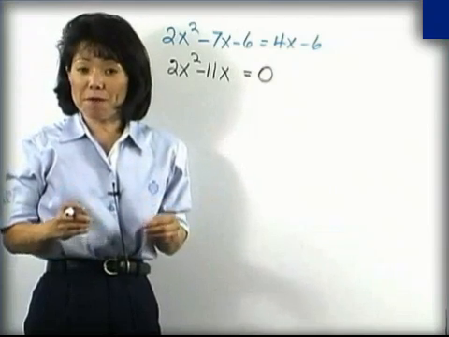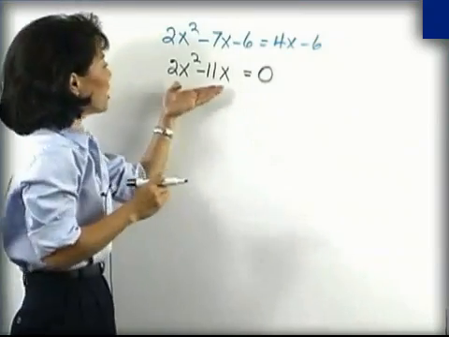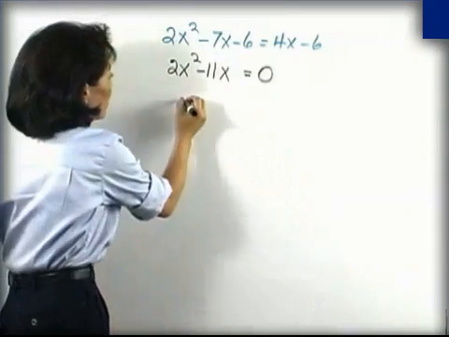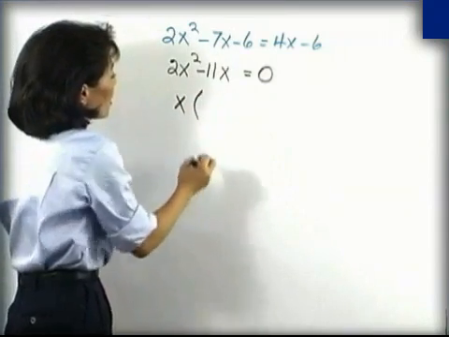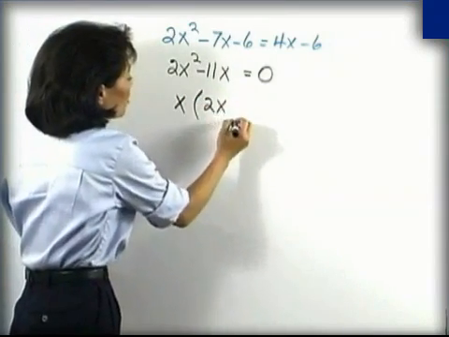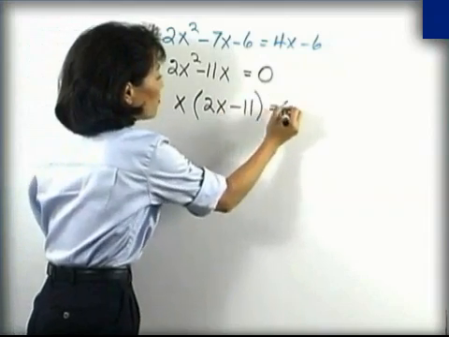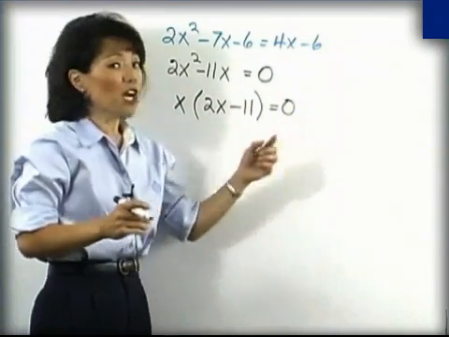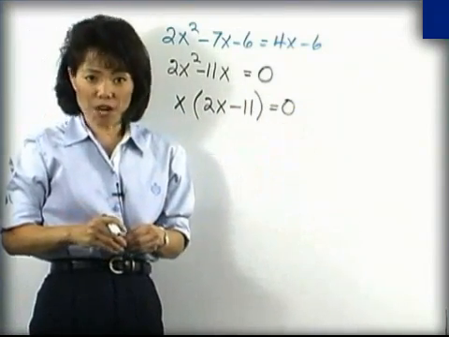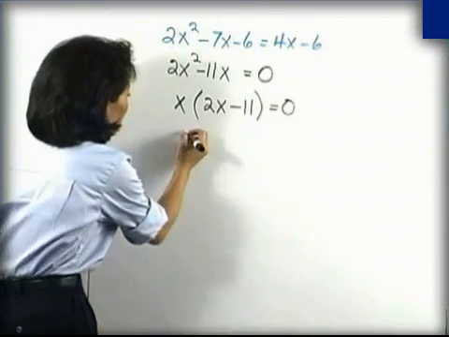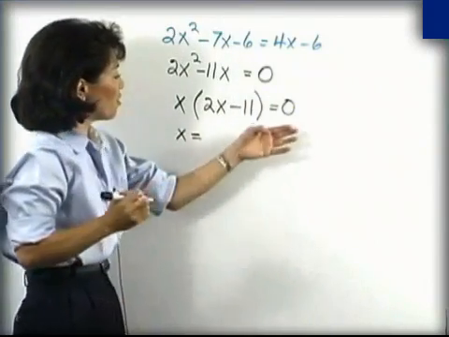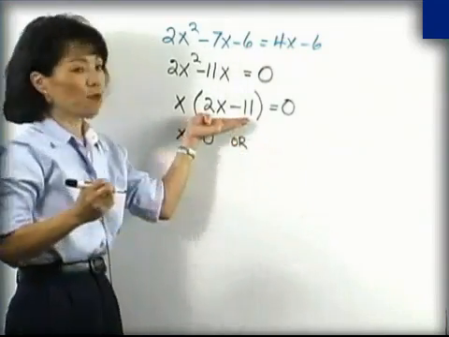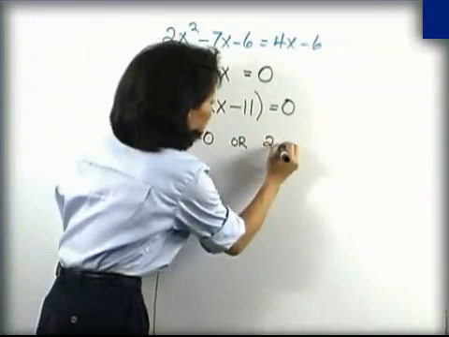Well, do you remember the method called factoring? We're going to do it again. What is the GCF of 2x squared and negative 11x? How about x? Inside my parentheses, I have left a 2x minus 11. Now, since we have a product that's equal to 0, we can apply the zero factor property principle. So here we go. If two numbers have a product of 0, either the first one's 0 or my second one's 0. Do you remember that? I'm sure you do.